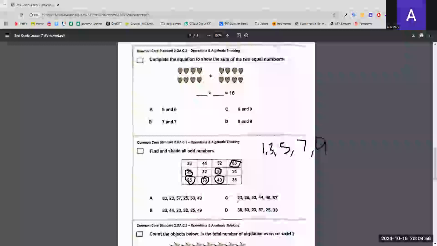So let's look at the answer choices. D and C don't have 83 as, sorry, D does, but C doesn't have 83 as one of the choices. So we can cross that out. And looking at the first number here, 38, 38 is even because we didn't circle it. So we can cross that one out. Now looking at B, 83 circled, so that's good. But 44 is not circled, so that means it's even. And the answer is A then.